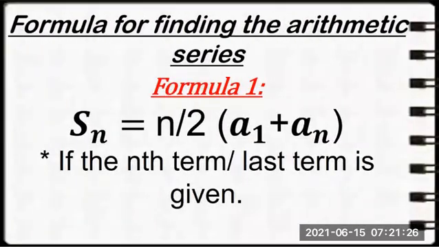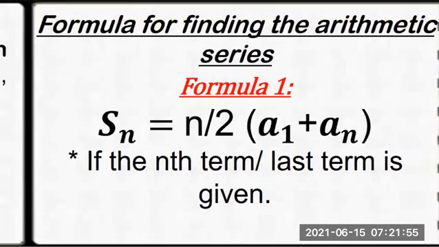So for the first formula, we have here S sub n is equal to n over 2 times the quantity of a sub 1 plus a sub n, where S sub n is the sum, n is the number of terms, a sub 1 is the first term, and a sub n is the last term. So kailan gagamitin ang formulang to? So gagamitin ang formulang ito kapag given po yung last term or yung nth term.